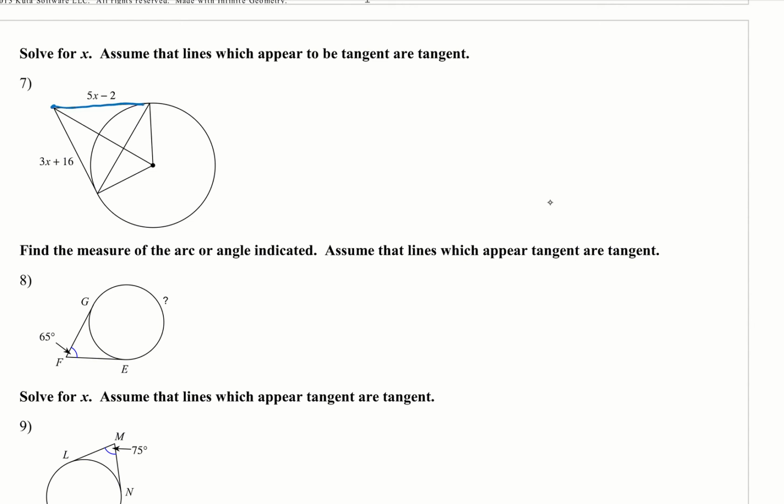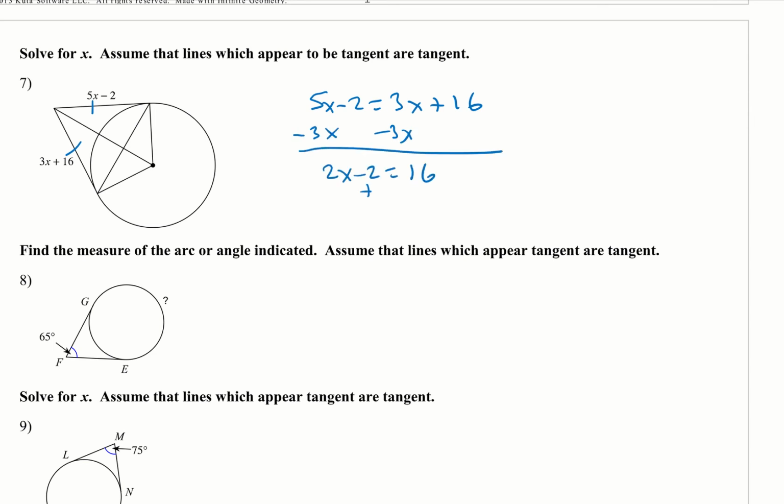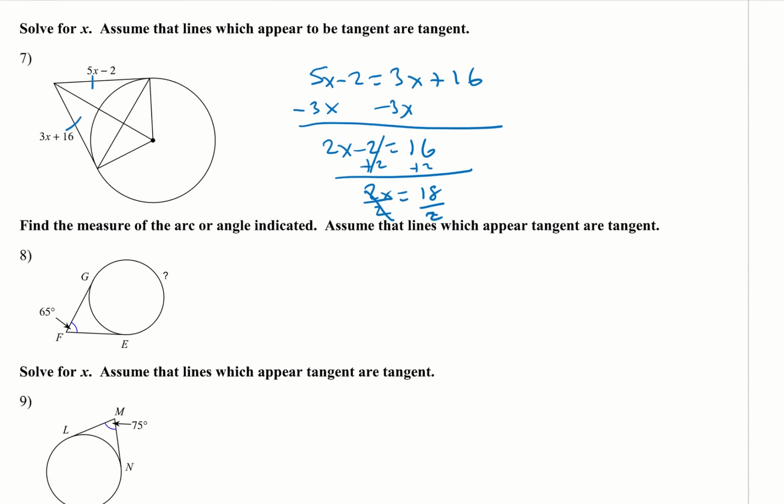And that states that if you have two tangents that stick out like that and they meet at a point outside the circle, then the tangent segments themselves are congruent. So we're going to say that those are congruent based on that theorem. So we have 5x minus 2 equals 3x plus 16, and then we can go ahead and solve for x here. Go ahead and subtract 3x on both sides, and we'll add 2 to both sides. Then we'll divide by 2 on both sides to get x. All right, so I'll leave that to you guys. Just finish that up.